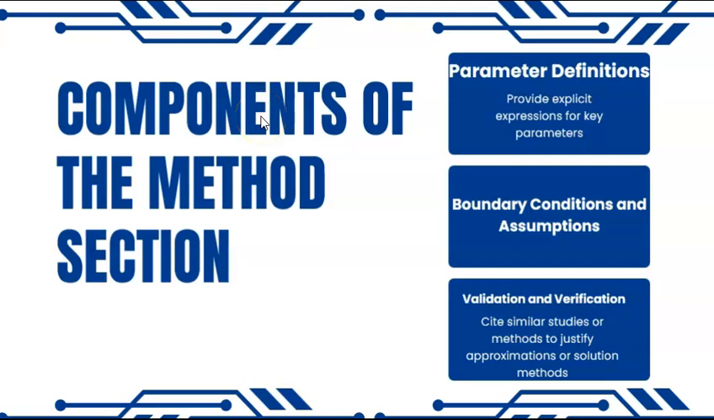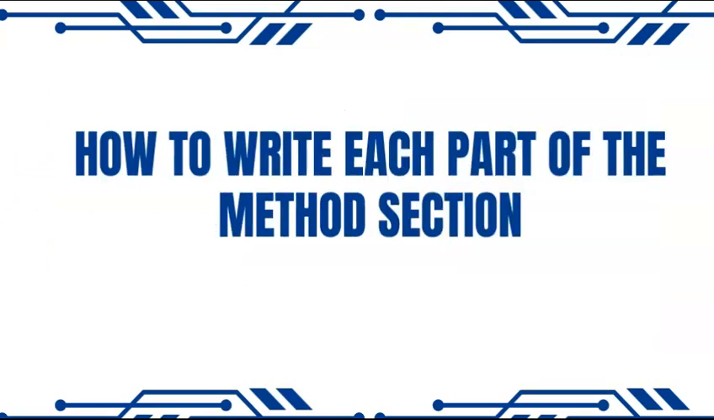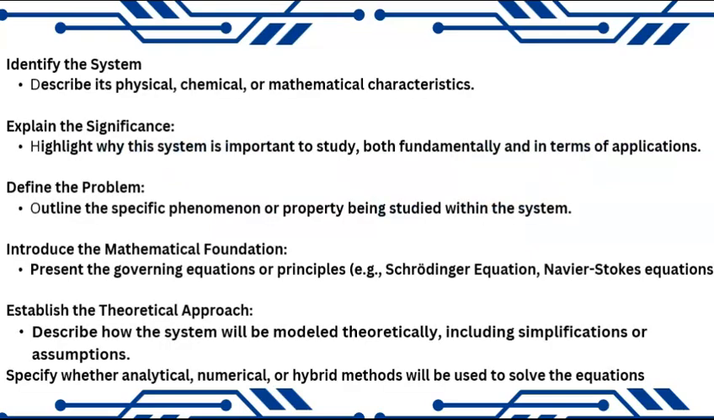Now, after you've known this sixth section, how do I get to write it? How do you get to write the method section? How do you piece this information together to create a very informative, a very duplicable method section? Now, these are the 5 steps you need to take to write. First, you identify the system. In writing the method section, the first thing you write is the identification of the physical system.